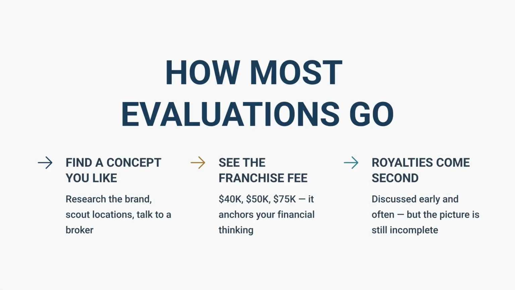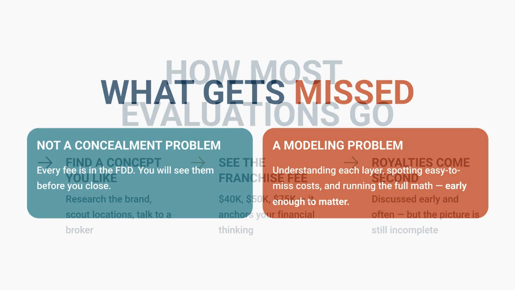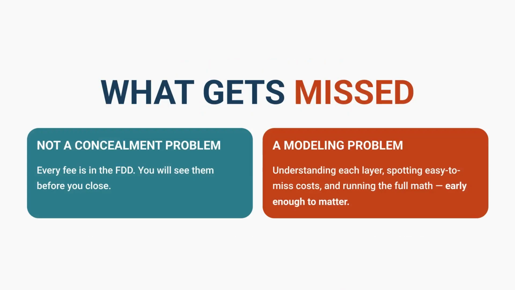Here is how most franchise evaluations actually go. You find a concept you like, you research the brand, look at locations, maybe talk to a franchise broker. At some point, you see the franchise fee, $40,000, $50,000, $75,000. And that number starts anchoring your financial thinking. It is the most visible cost in the conversation, and royalties are usually a close second. Those 2 numbers get discussed early and often. What tends to get less attention is the complete picture.